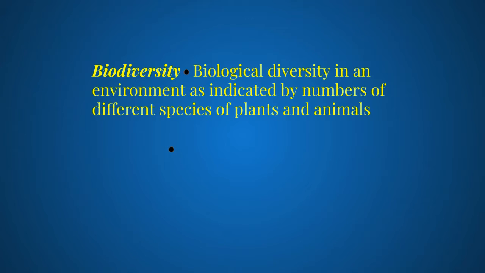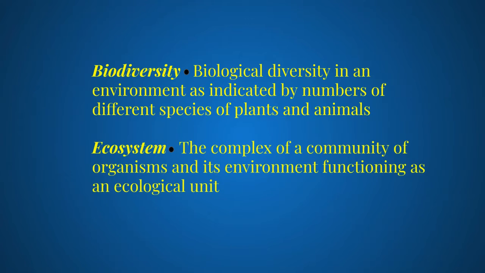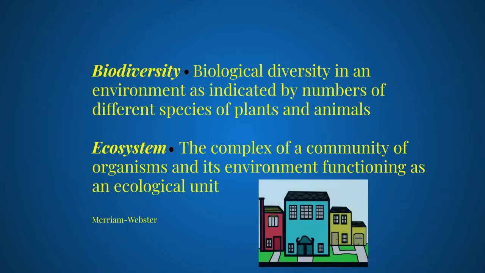Now, let's talk about what biodiversity means in an ecosystem. An ecosystem: the complex of a community of organisms and its environment functioning as an ecological unit. Let's think about this in a simpler way. Think of an ecosystem like a community, but instead of a neighborhood like what us humans have, these communities consist of plants, animals, and their habitats.